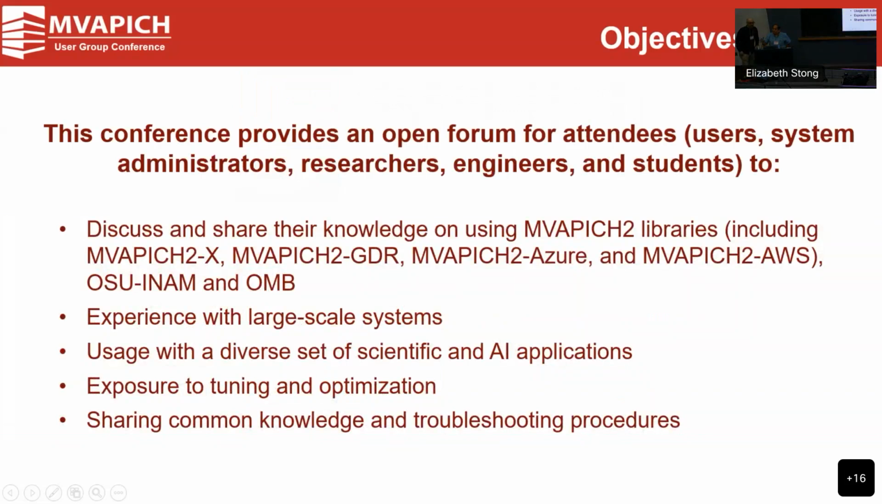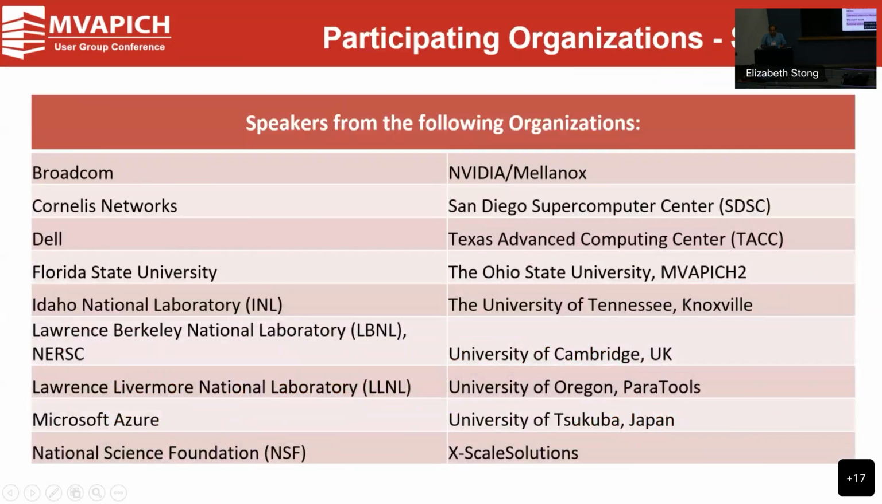If you take a look at the broad idea of this event, we call it the MVAPICH user group, to discuss and share knowledge of all the different libraries we have and experience on large systems. A lot of people use our stack for scientific and AI applications. We want to listen to them and understand what kind of concerns they have, exposure to tuning and optimizations, and then share common knowledge and troubleshooting procedures.